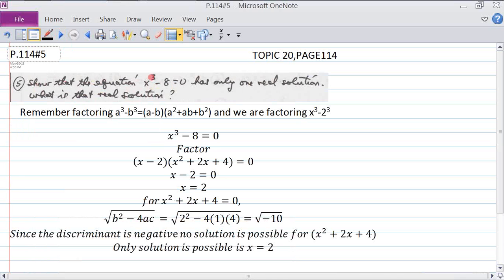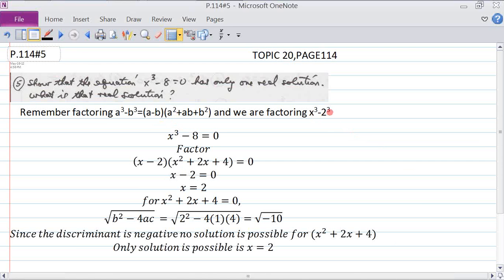Okay, show that the equation x cubed minus 8 has only one real solution. What is the real solution? Well, you have to realize that this has the form a cubed minus b cubed, the difference of cubes, and this factors as a minus b, a squared plus, this is always different from this sign, plus the product of a and b plus this term squared. So if this is minus, this term is positive. If this is plus, this is plus, and this is minus.